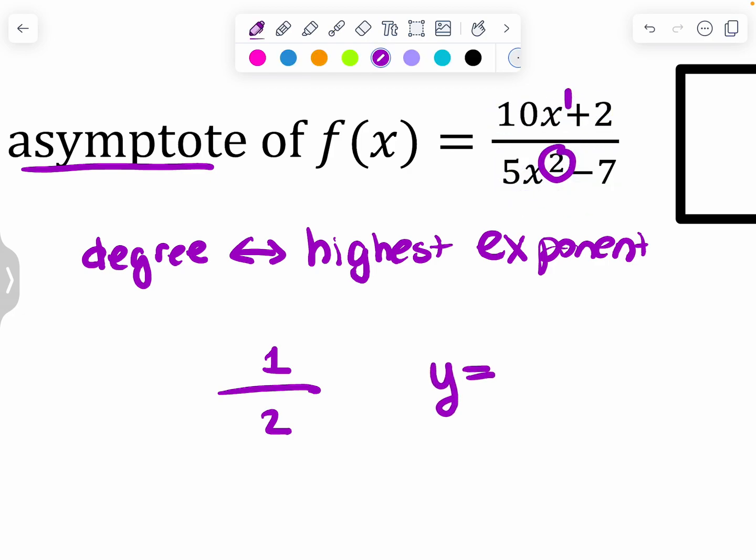So your equation, by the way, for horizontal asymptote is always y equals, and the number is always based on comparing the degrees. So when the degree downstairs wins, the answer is always 0. So in this case, since 2 is bigger than 1, it's automatically 0. All right, so there's the answer there.